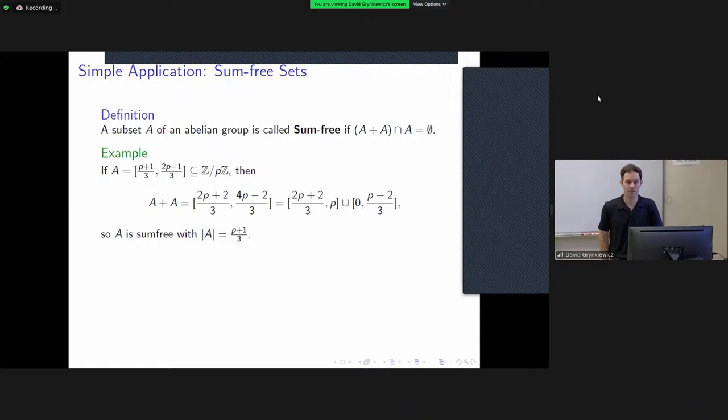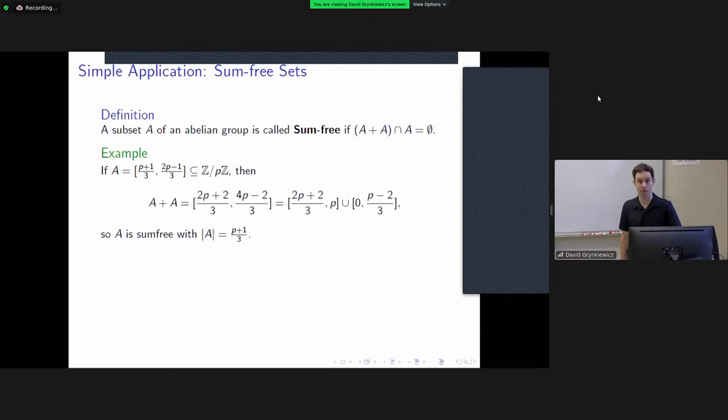So let's just say we have a subset A of an abelian group. It's said to be sum-free if, when we take its sumset, A plus A is disjoint from A. So there's no element inside A that can be written as the sum of two other elements of A. These are very old, well-studied sets going back to Schur, studied a lot by Erdős and others. They're a very popular topic.